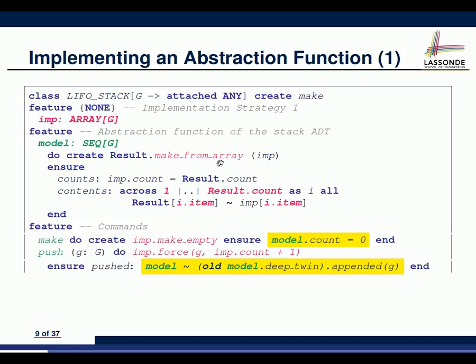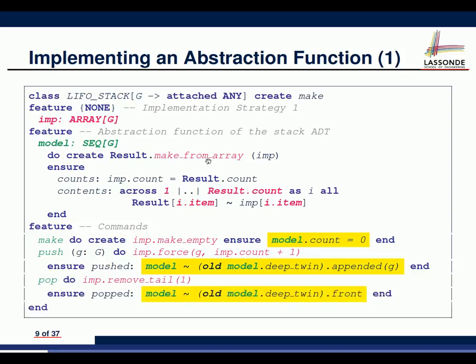And by the way, feel free to use make from array. That's also a supported feature in the math model. Also for the pop, so these two postconditions will be the same throughout the three versions of the strategies. Okay, now let me show you one more diagram over here to help you understand a little bit better.